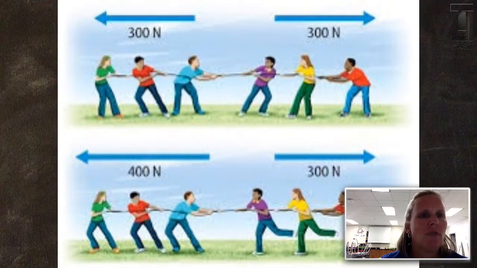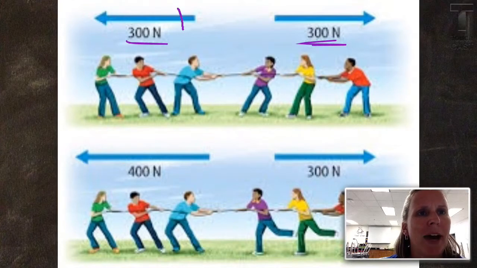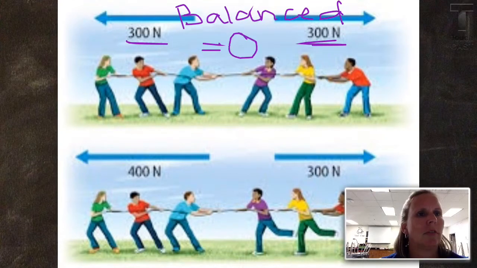When we're looking at net force, if we look at the amount of force from both sides of an object, you can see whether it is balanced or unbalanced. To figure out the net force here with the students that are playing tug of war, on this side we have 300 newtons that the students are pulling, and on this side it's 300 newtons. This would be considered a balanced force. It's balanced because the net force equals 0.